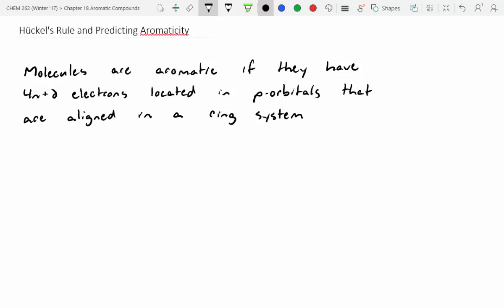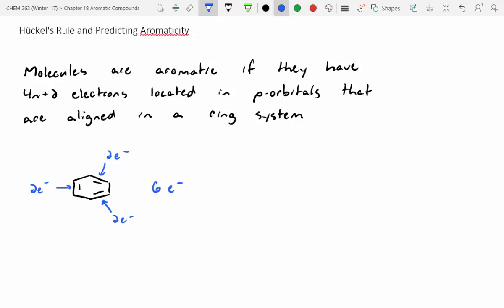So let's take a look at just the classic example of benzene. And then we'll try to count how many electrons are in p orbitals. So if we look at benzene, we've got 2 electrons here, 2 electrons over here, and 2 electrons over here. All of those are in the p orbitals. So we would say this is 6 electrons, right?